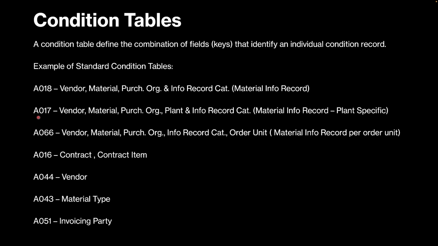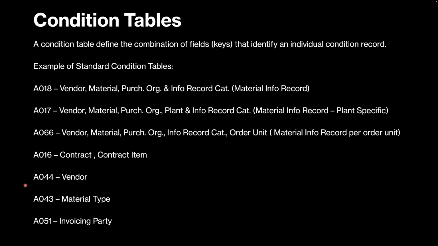Then you have this table number 17, which is for the plant-specific material info record. That is, with vendor, material, purchase organization and info record category, you also have the field plant in this particular table. Then you have table 16 for the combination of contract and contract item.